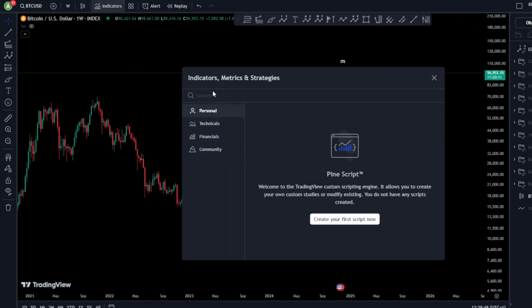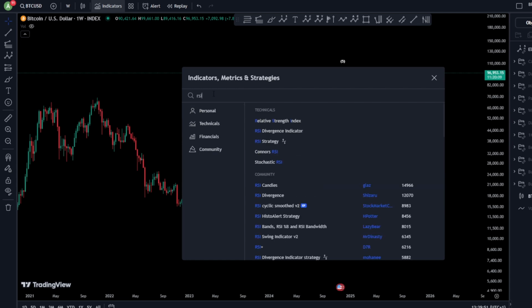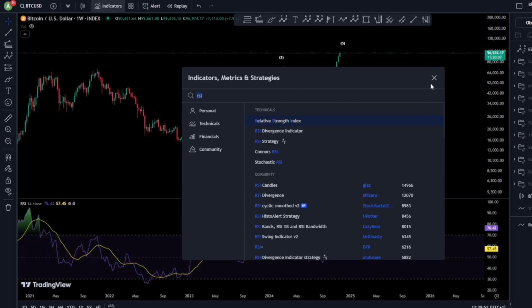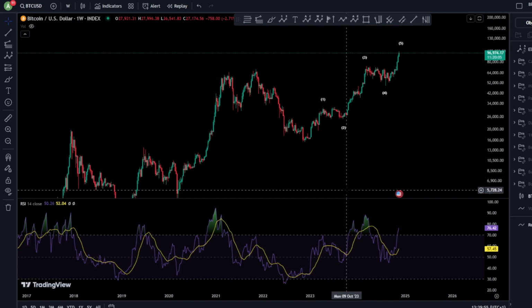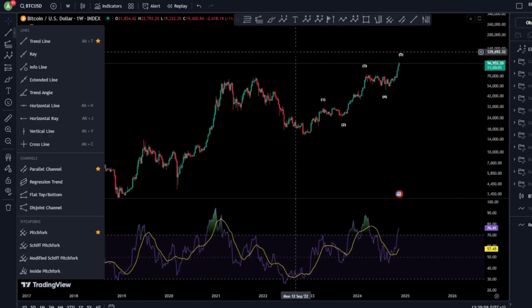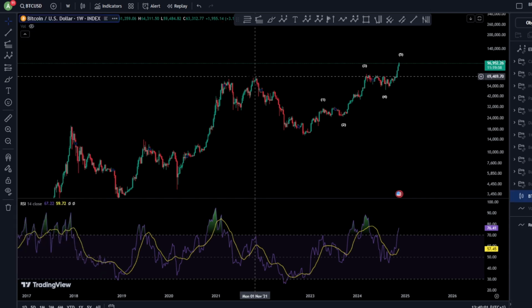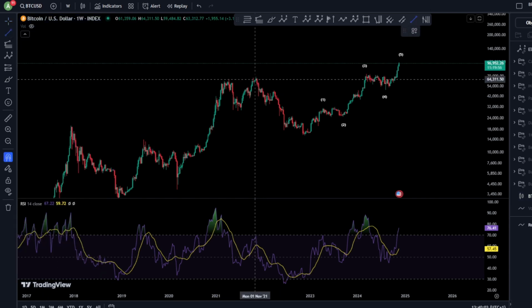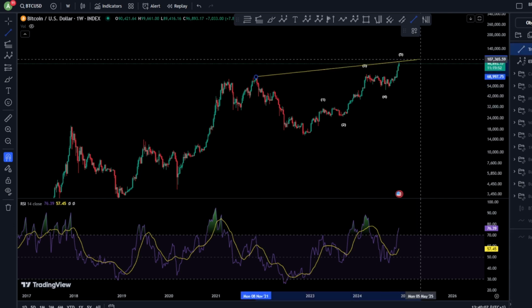If we also take a look at the RSI, it's very interesting, especially on the weekly, okay? As you can see on the weekly, it's very huge, right? From the last cycle top, right, the last cycle we're talking about here, we got this.